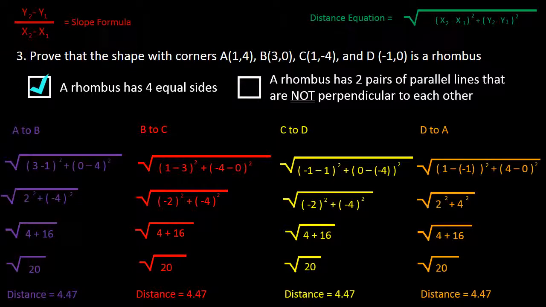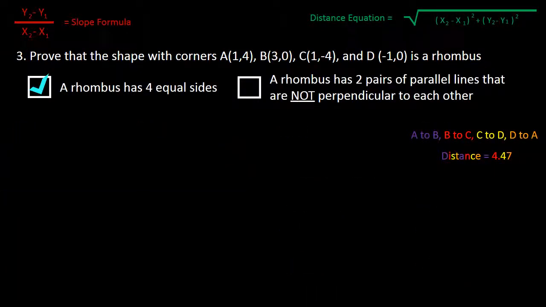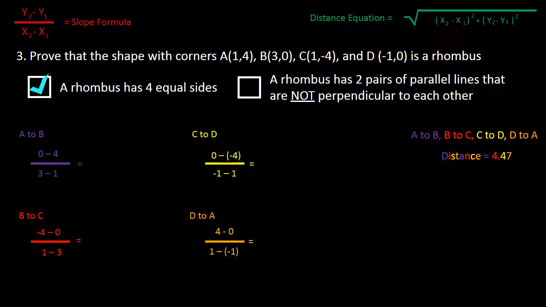Now we only need 2 pairs of parallel lines. We have the slope formula for all 4 lines, solving for the slope, and we can see that lines AB and CD are parallel, and BC and DA are also parallel. What we may have also noticed is that none of these lines are perpendicular, which is completely okay because we want a rhombus that doesn't have to be a square.